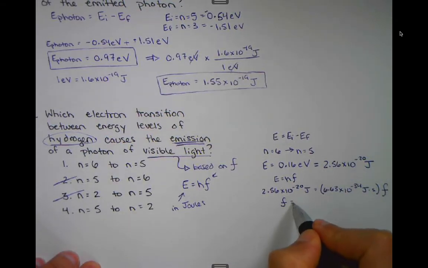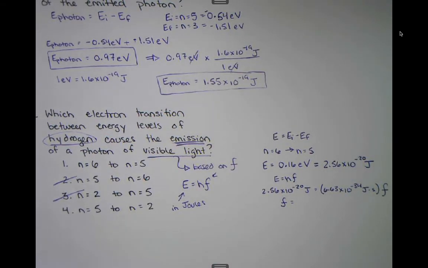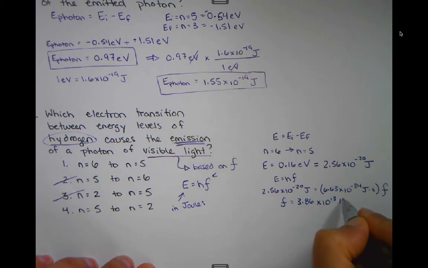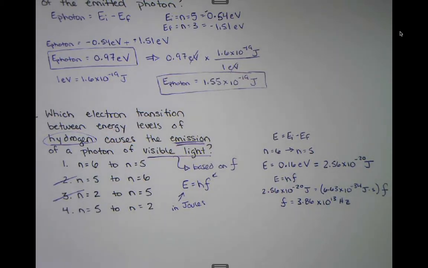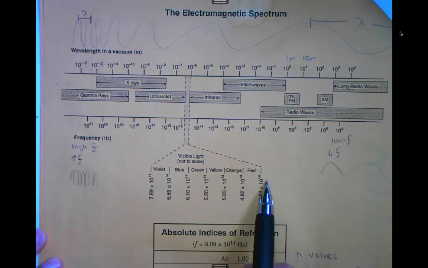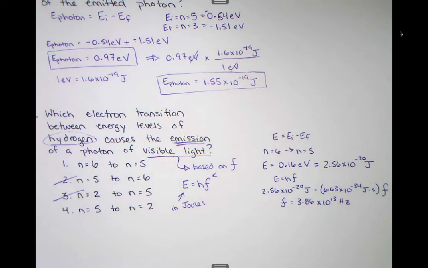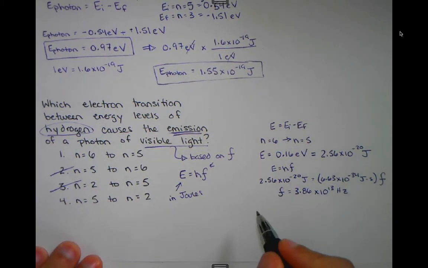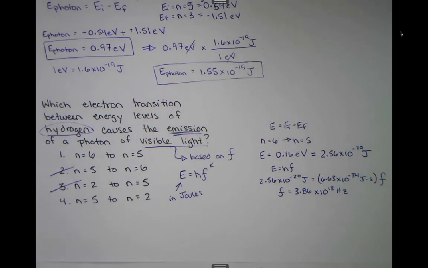When I do that, I get a frequency of 3.86 times 10 to the 13 hertz. So is that visible light? If I go back to visible light, these are all times 10 to the 14. So no. By process of elimination, it should be choice 4, but let's quickly go through and solve for choice 4. I'm going to do this in a different color.